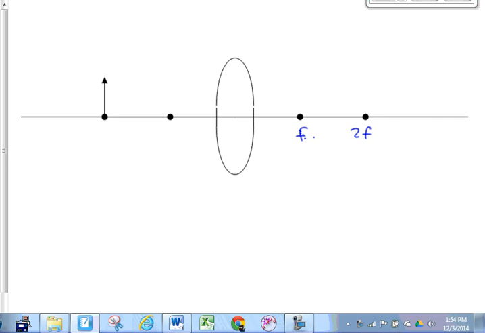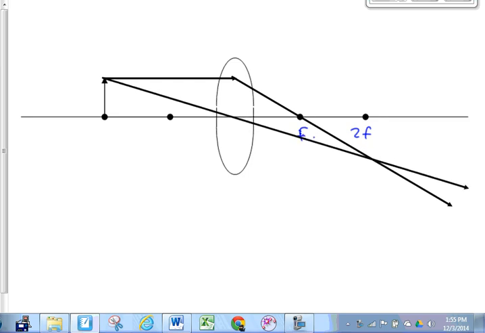First ray, parallel to the principal axis, down through the focal point. Second ray, down through the optical center. The object is over here. The image is over here, from the principal axis to where the rays converge. Three characteristics. Is the image larger, smaller, or the same size as the object?